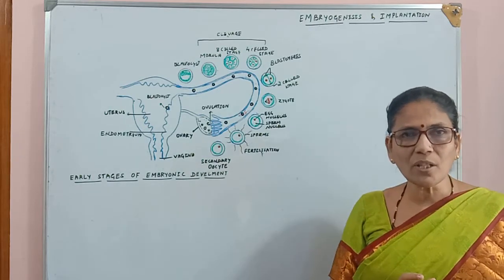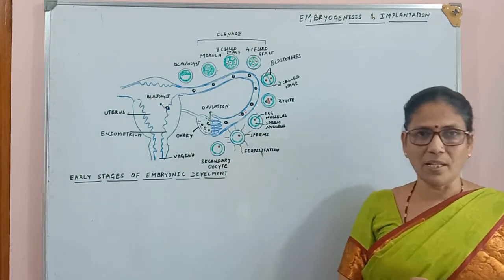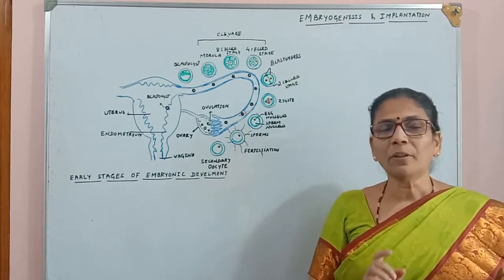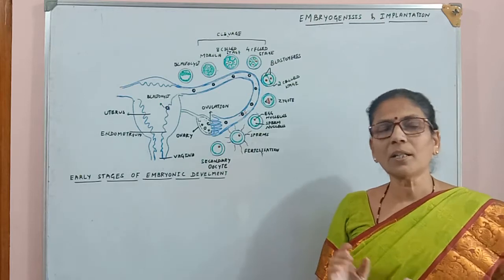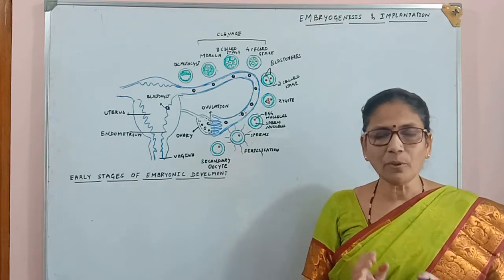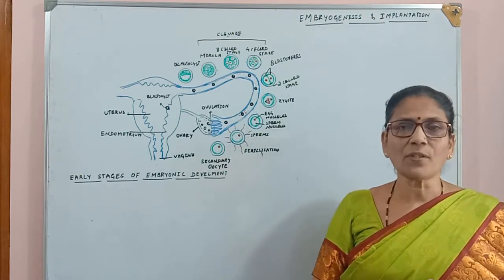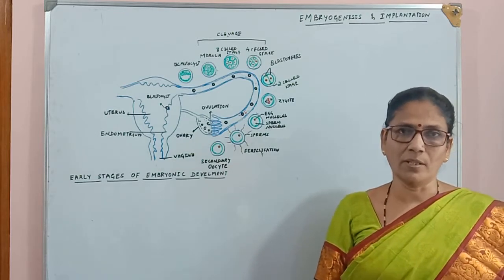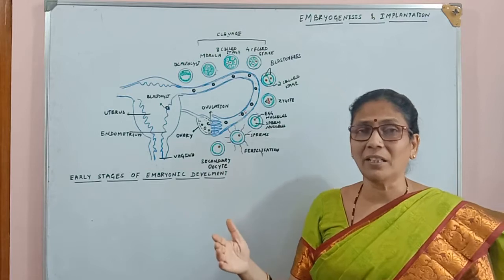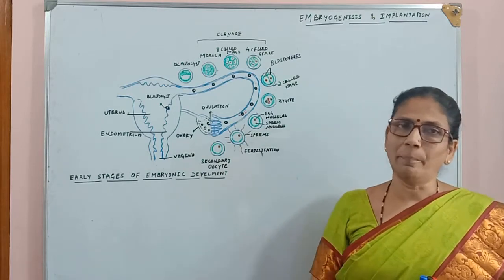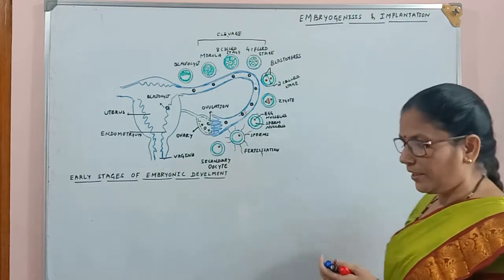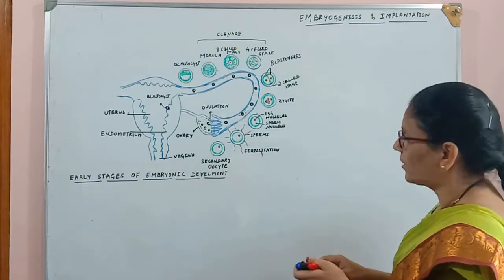So what is embryogenesis? It is the process of development of the embryo from the fertilized ovum or zygote. First, we will discuss the structure of the zygote at the time of fertilization, how it looks, and what structures are retained during embryo development and what are lost. First of all, we will study the structure of the zygote.